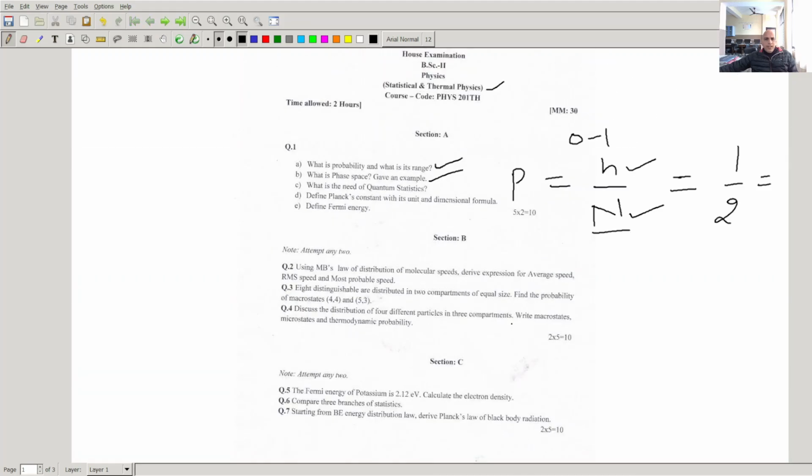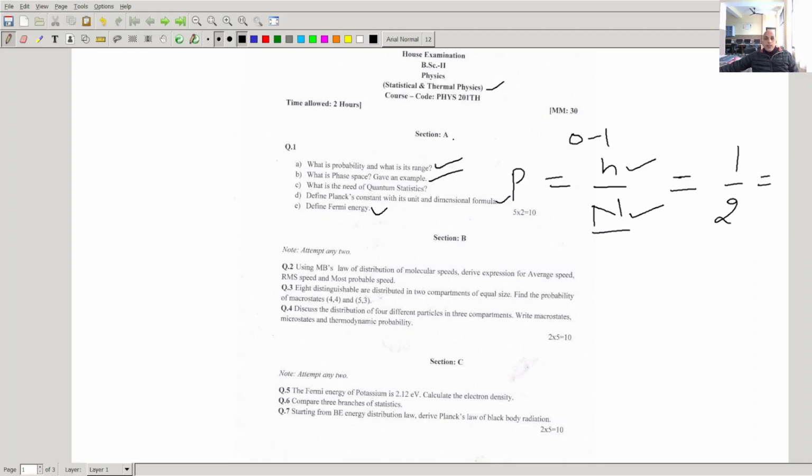So this was the simple answer to the question that has been asked here. Define Fermi energy. The energy corresponding to the topmost filled level at 0 Kelvin temperature is called Fermi energy. All the levels above this energy level are fully empty, whereas all the energy levels below this level are fully filled.